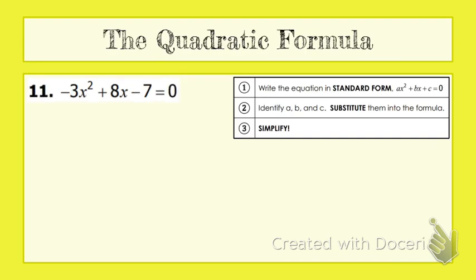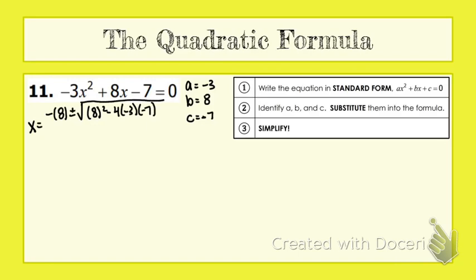All right, our last example. Here we are already in standard form. So a equals negative 3, b equals 8, and c equals negative 7. So we are going to plug these in. X equals negative b plus or minus the square root of b squared minus 4 times a times c all over 2 times a.